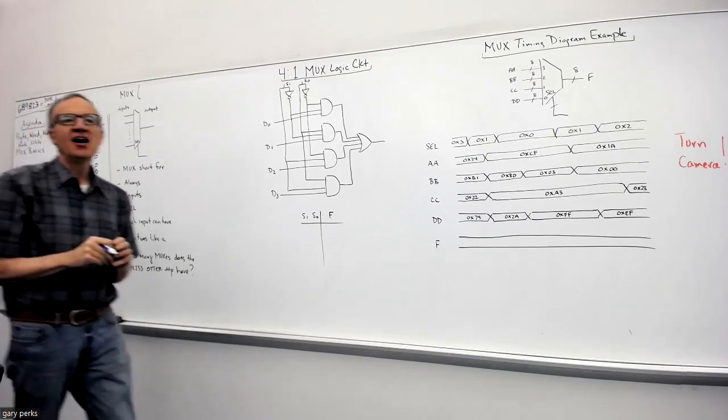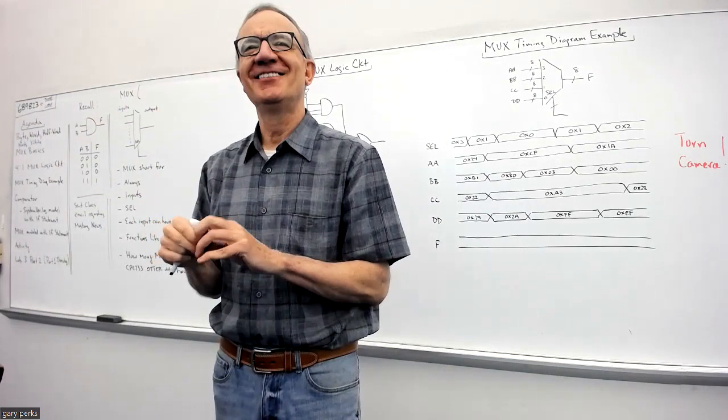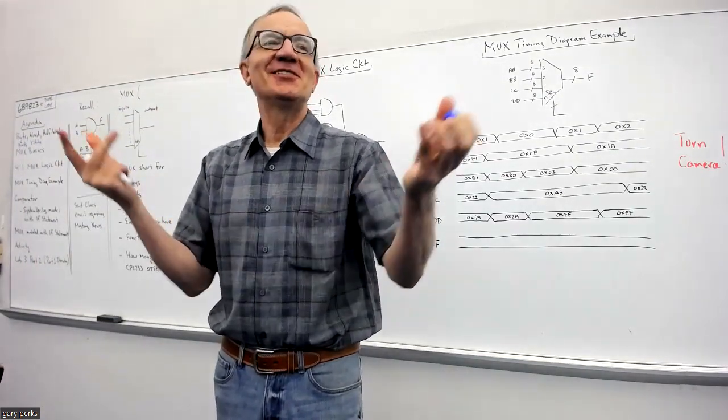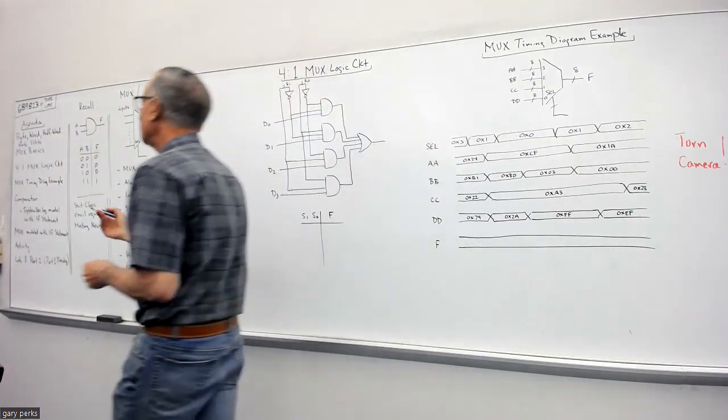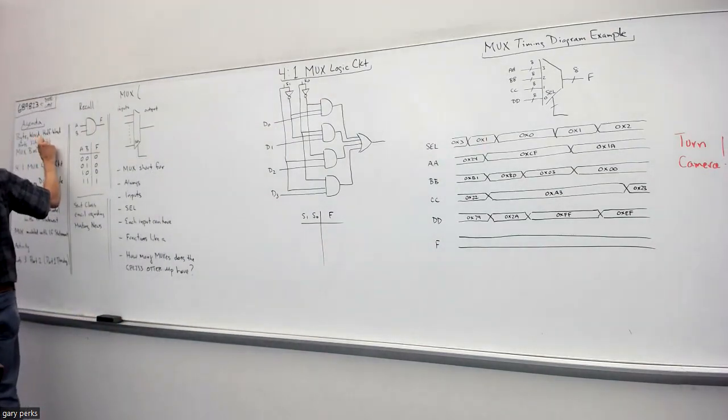All right, well, if a word is 32 bits, can you guess what a half word is? What is it? Yeah, it's just half the bits of a word. So if you have a 32-bit word, then your half word is 16.